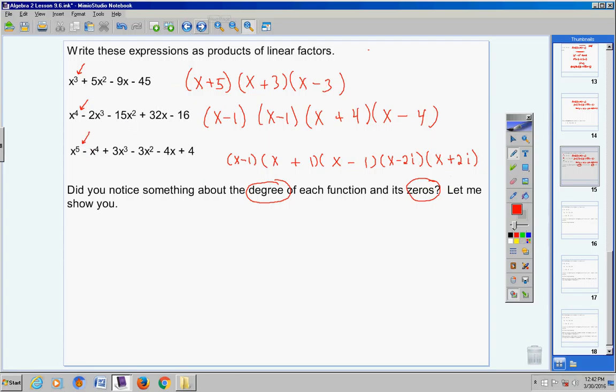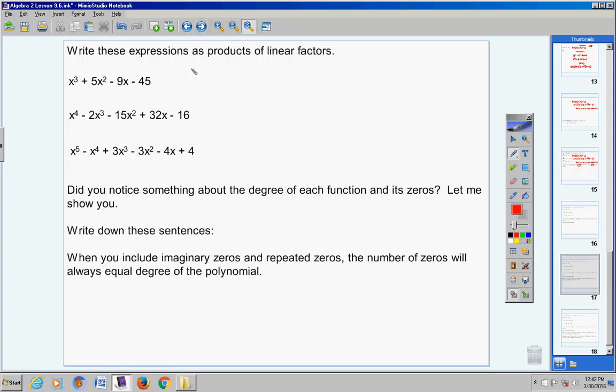So write this sentence down, please. When you include imaginary zeros and repeated zeros, the number of zeros will always equal the degree of the polynomial. Always. Would you please copy that in your notes? Let me say it again.